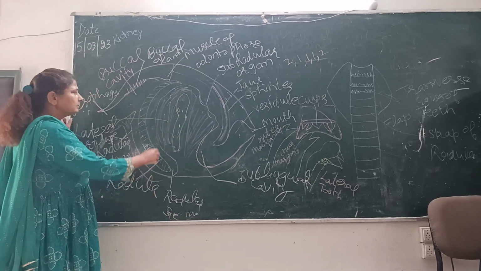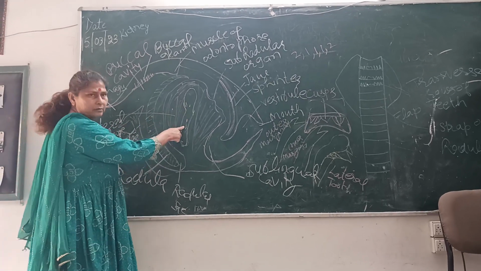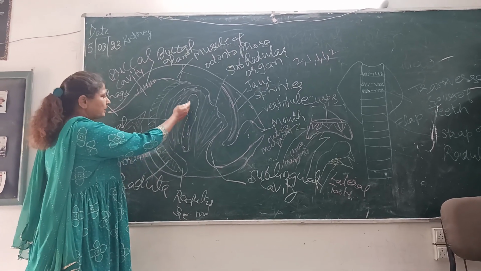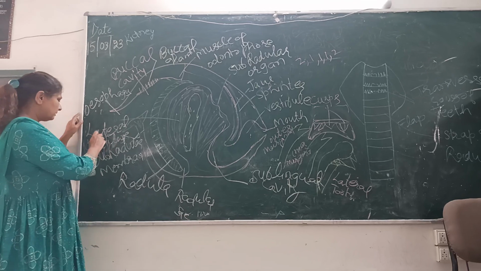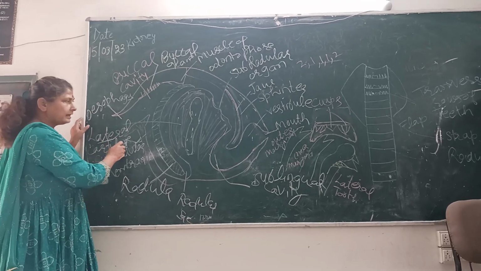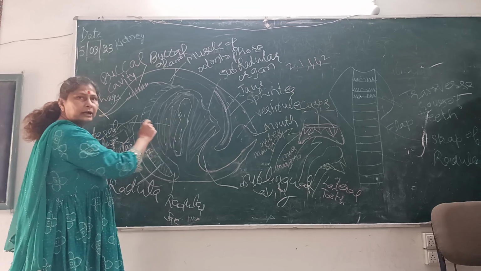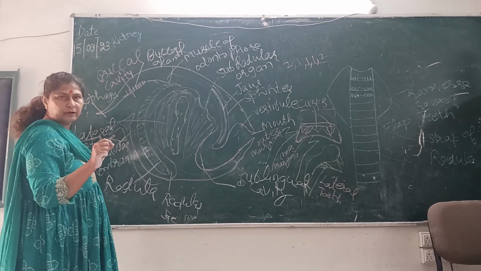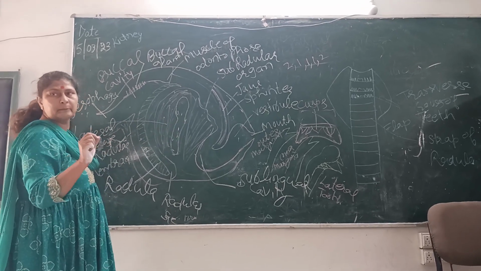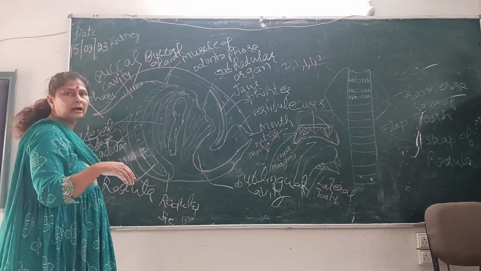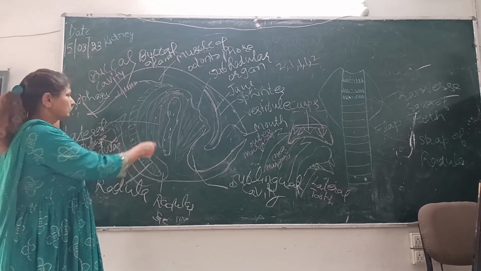After this, there is the odontophore. Just below, there is the lateral cartilage which supports this. The cartilage is not a softer one. It is a little bit harder, but less hard than bones.